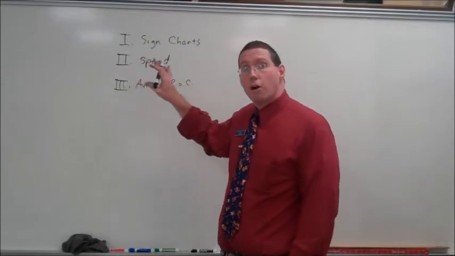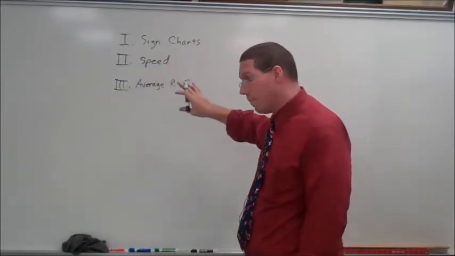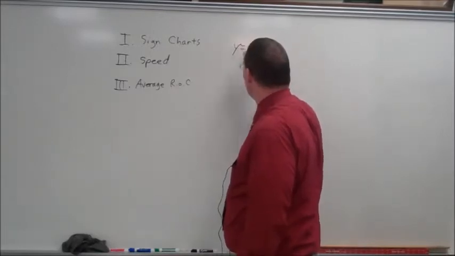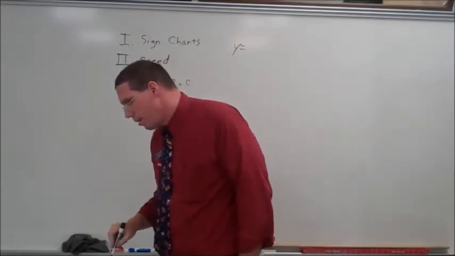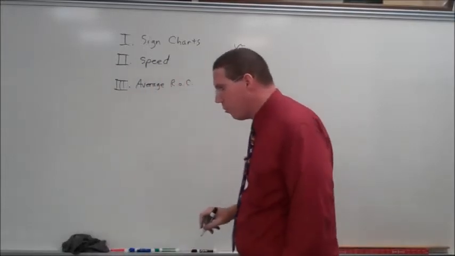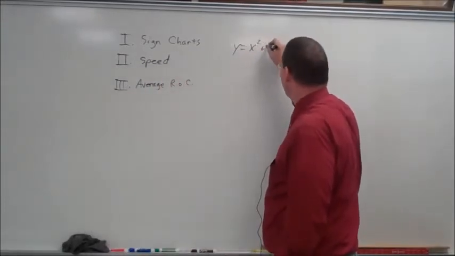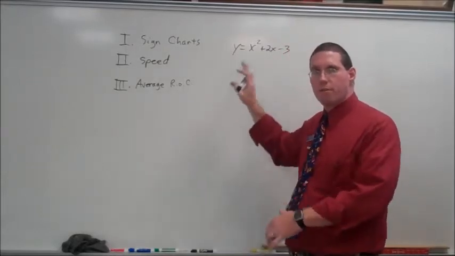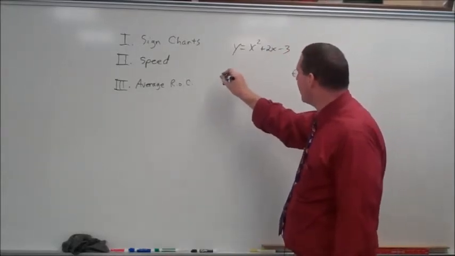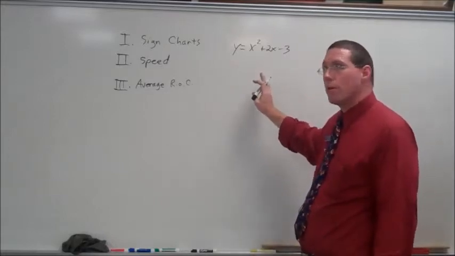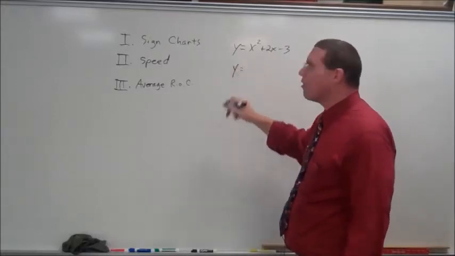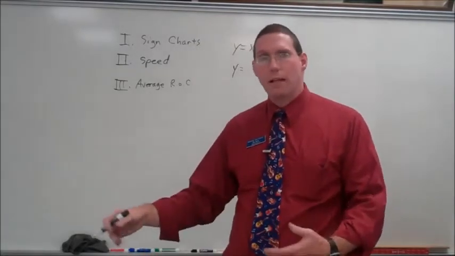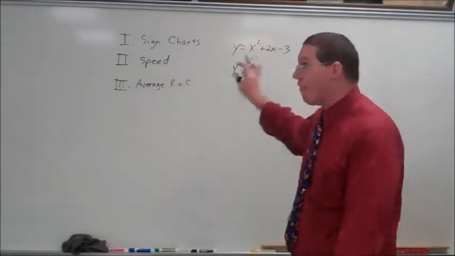Okay, so let's talk about sign charts. All right? Let's say that I have some function y equals x squared plus 2x minus 3. If I want to make a sign chart for this function, I need to identify all of the zeros. There's several ways of identifying zeros. You can use the quadratic formula, you can use a calculator, you can factor. I'm going to factor this.